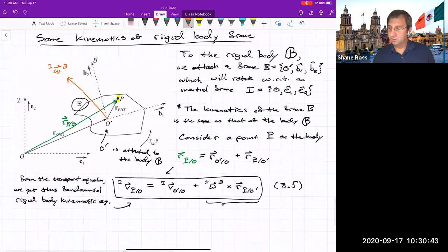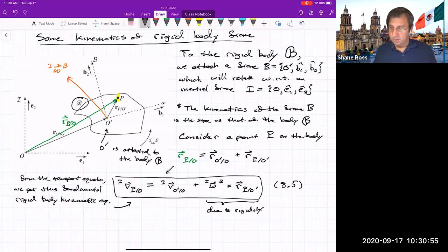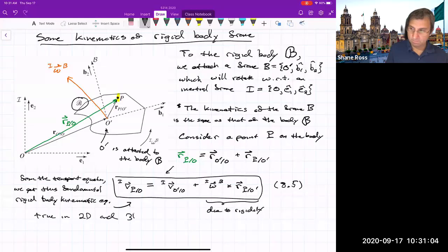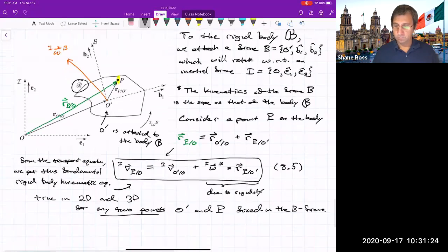Okay. So this part is due to rigidity. This is true. We have a 2D schematic here, but this is true in 2D and 3D, for any two points, O prime and P, fixed in the B frame. All right.